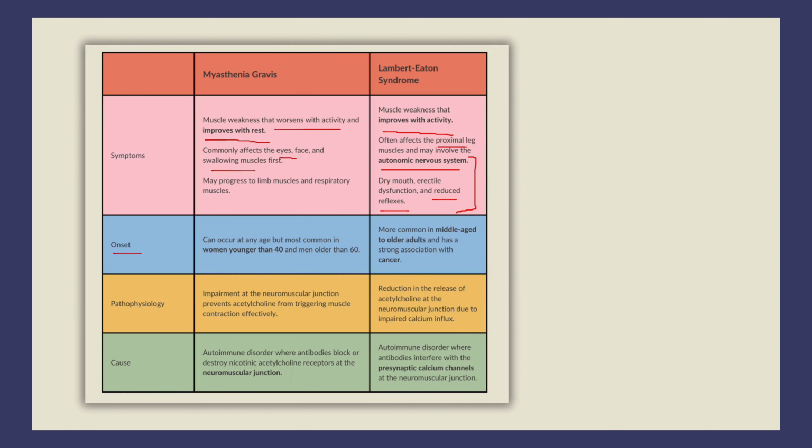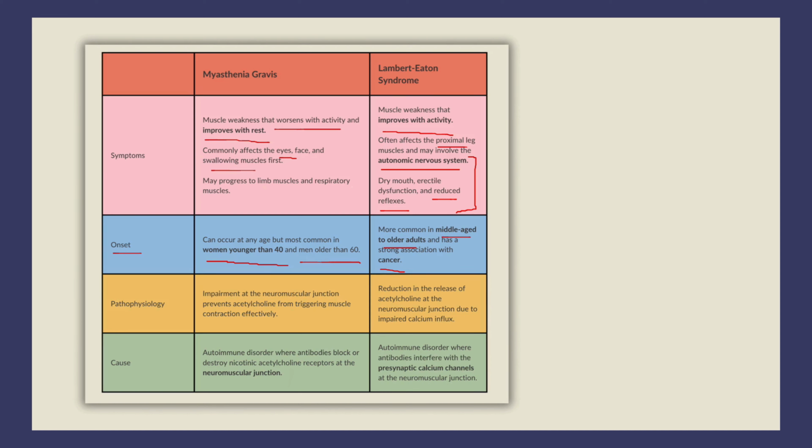As for onset, Myasthenia is usually in women younger than 40 years of age or men older than 60 years of age. So that's important to remember. While Lambert-Eaton, because it's associated mostly with cancer, occurs in middle age or older adults.